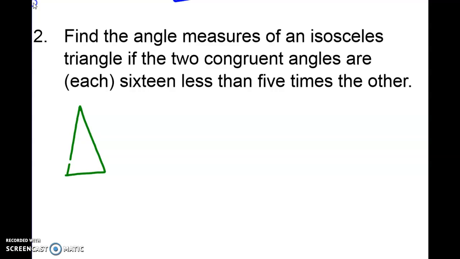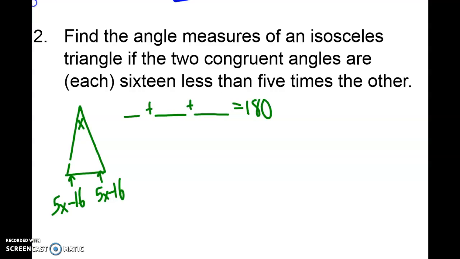And so I'm told that the two congruent angles, which are right here, are each 16 less than 5 times the other. So we don't know what that angle is. That's x. But each of these is going to be 5x minus 16. Now I have to think, what can I do with this? Well, wait, it's a triangle. I have angles. If I add up these three angles, they have to equal 180 degrees. So x, 5x minus 16, 5x minus 16. I've now set up the equation. And now it's just about solving.